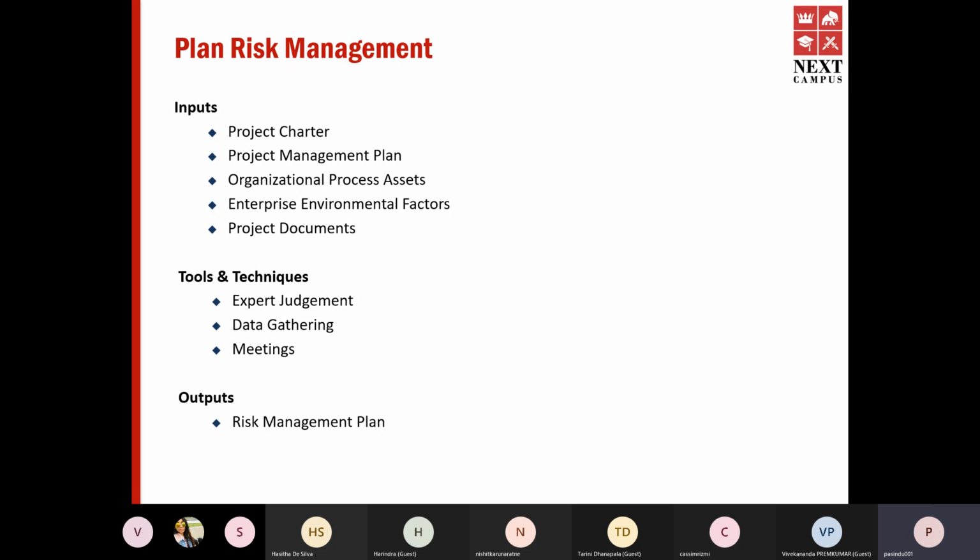For the tools and techniques, you would use expert judgment, you would gather data. This includes data from previous projects, data from market researchers, all that. And then you would have meetings. One output is the risk management plan, which details how you're going to manage the risks at different stages of the project.